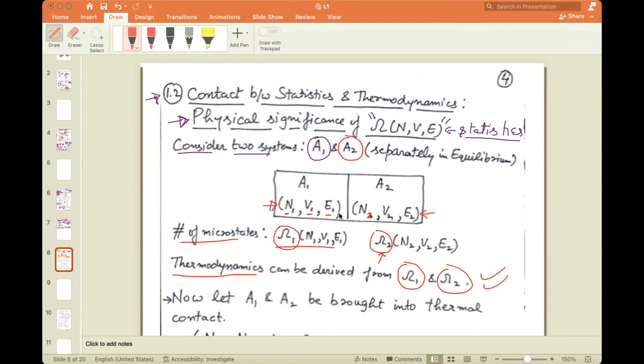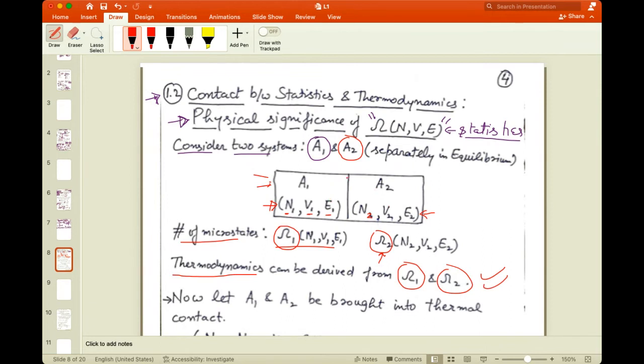So now the idea is that systems A1 and A2 are isolated from the environment. So nothing is going to enter or leave this system, be it energy. We can't expand its volume. We can't change the number of particles in this system. It's in full isolation from its surroundings. Similar conditions hold for A2 also.